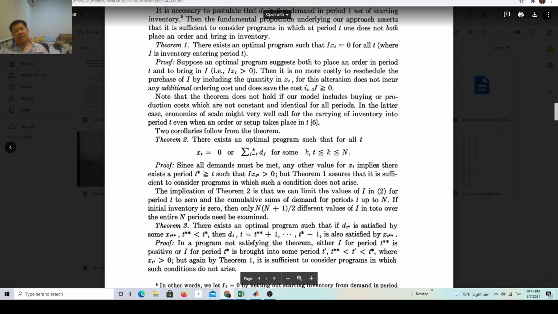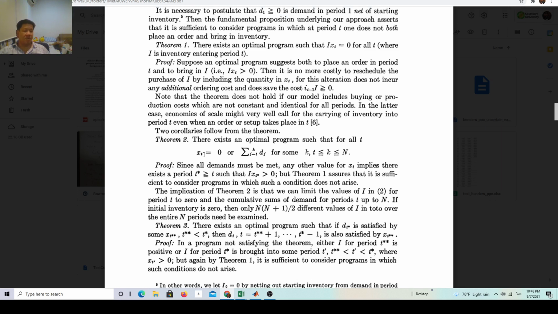So it means that there exists an optimal program where you have 0 inventory for all t, which means that you might place just one lot size to cover all the remaining periods. So you just place an order once and use it for the whole horizon of planning. And theorem 2 is that there exists an optimum program such that x_t is equal to 0, which means that you don't place any order, or the summation from j equals t to k of d_j, which means that this is the coverage of your order from period t to period k.